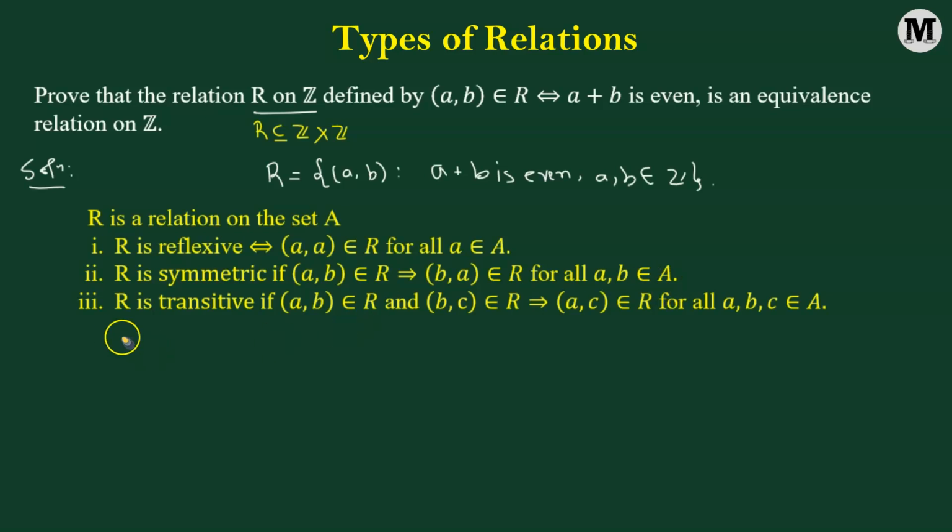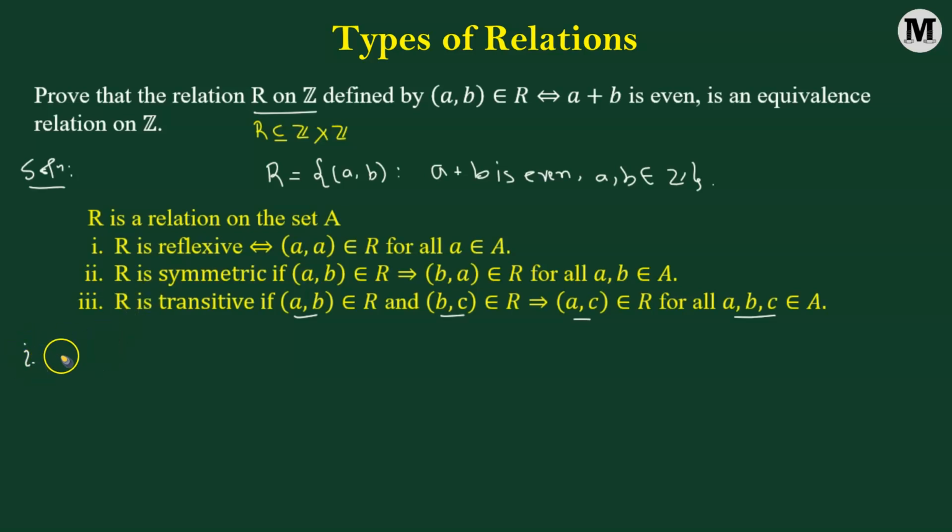And then finally, R is going to be transitive if two ordered pairs (a, b) and (b, c) belonging to R imply that (a, c) also belongs to R, for all a, b and c picked from the set A. So for our relation R, we're going to check if it is reflexive, symmetric and transitive. If it is all of them, then we can say that R is an equivalence relation on Z.